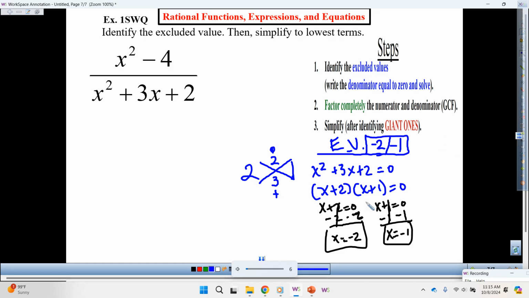Canyon. All right, Canyon. What do we do with those? What does that mean, negative 2 and negative 1, if they are excluded? No? All right, help them out, Mariah. What does that mean? That we can't use them in here. Why not? Because it becomes zero. That's why they are excluded.